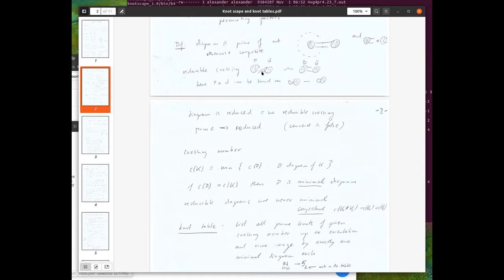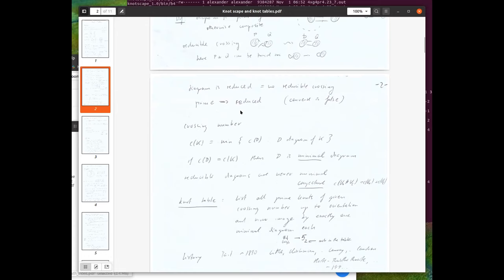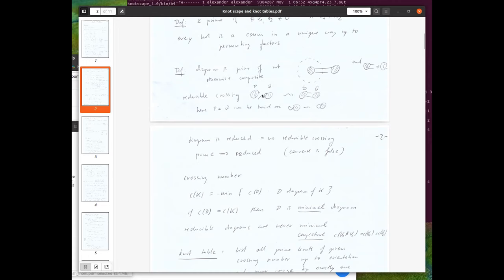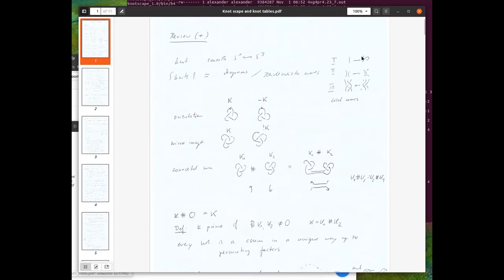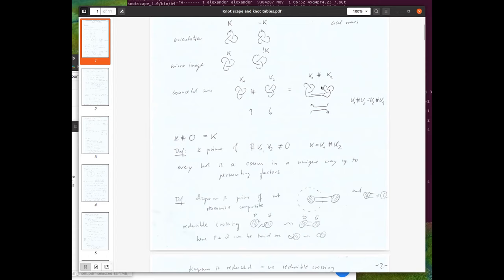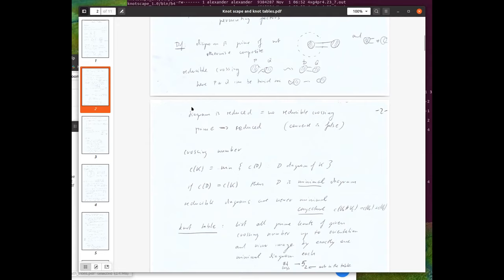And the diagram is called reduced if there is no crossing of this type. In this setting, I am allowed to put P or Q to be a trivial arc. So this is allowed in that picture. So you have this situation here. Something like this, what I create by a Reidemeister one move, is a reducible crossing. And the diagram is called reduced if there is no such crossing. So obviously, if the diagram is prime, then it is reduced. But the converse is false.